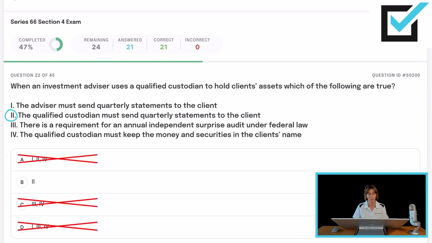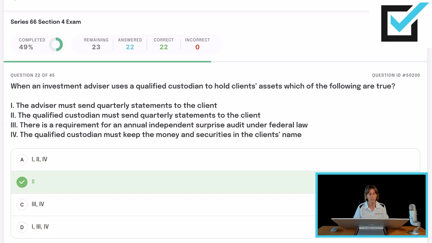I think I know the answer, but keep going. There is a requirement for an annual independent surprise audit under federal law. The qualified custodian must keep the money and securities in the client's name. So I think you'll learn to love these multiple questions. We knew that 1 was not true, 2 was true. So 1 was not true, we got rid of A and D. 2 is true, that left us with only B as the possible right answer. So 2 only. So that is the only true statement.